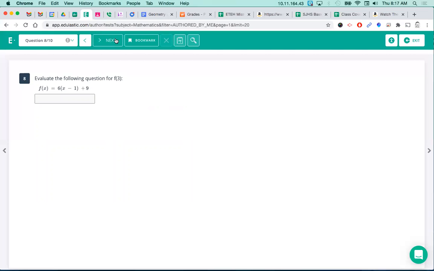It says, evaluate the following question for f of 3. So this is one where we are evaluating, we're plugging it in. This is good function practice. So f of 3 equals 6 times 3 minus 1 plus 9.